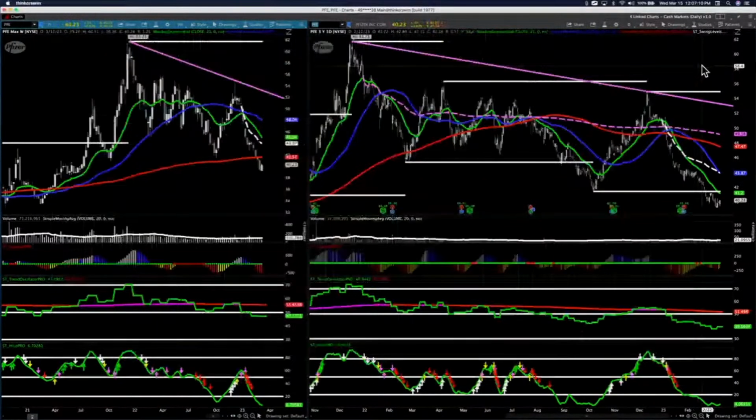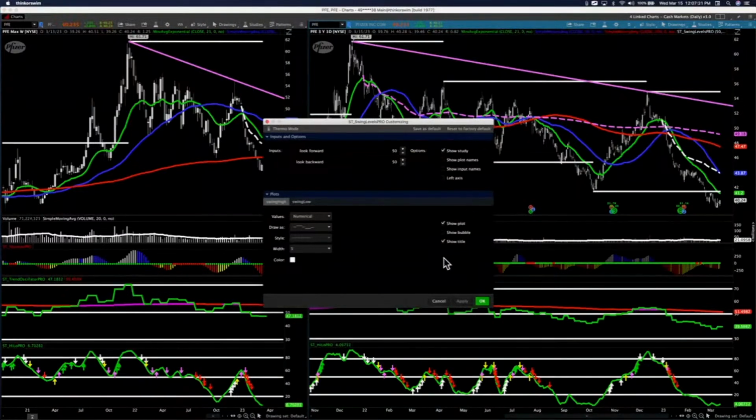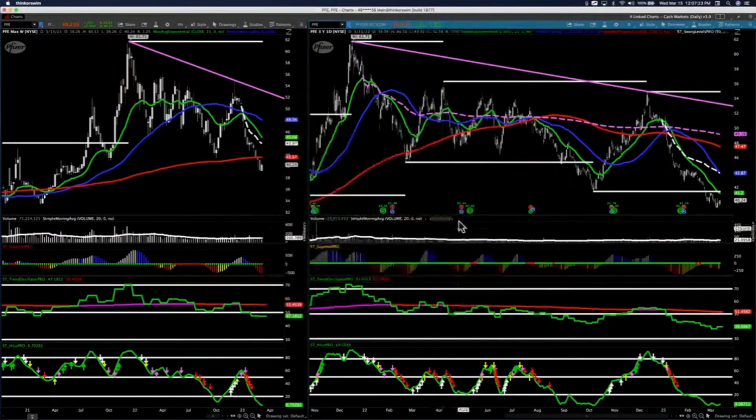So what is structural support and resistance? Well, it helps to have the indicator. You don't need it, certainly. I mean, I don't even need it, and it's my indicator. But this indicator here, it's called the swing levels. Basically, you see how it's drawing in the previous highs and lows. So that's basically it. So when you have a chart here like Pfizer that looks like a total mess going sideways, then you want to rely on previous lows and previous highs to buy.